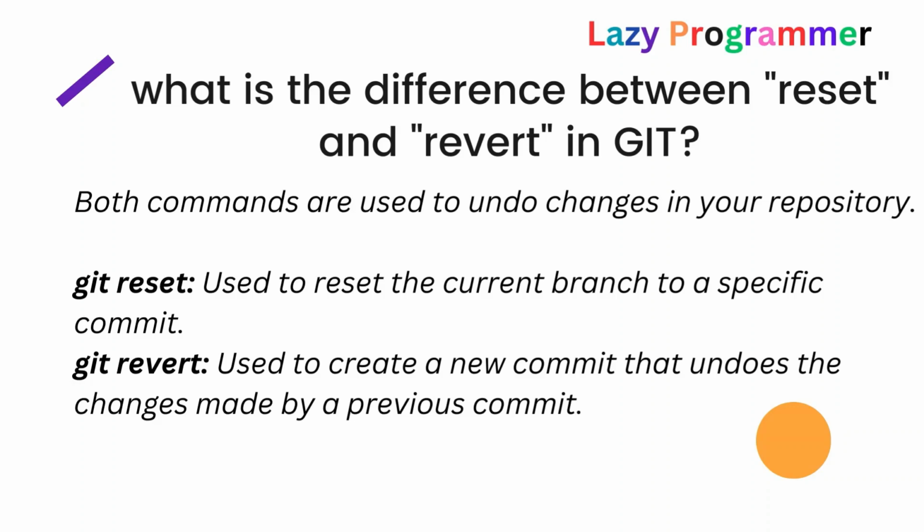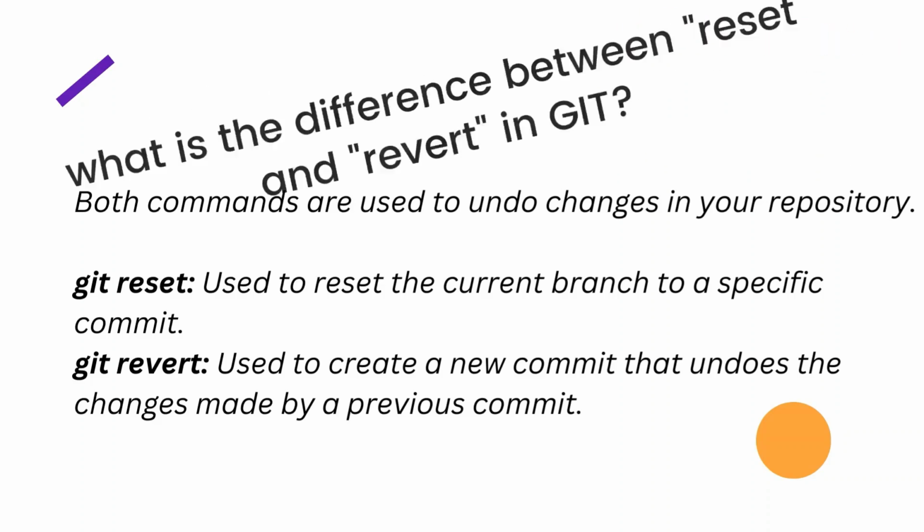On the other hand, git revert will not point the current branch to any older commit, but it will create a new commit that undoes the changes made by the previous commit. This allows you to undo changes without erasing the commit history. So, depending on your requirement, you can opt for the more feasible approach.